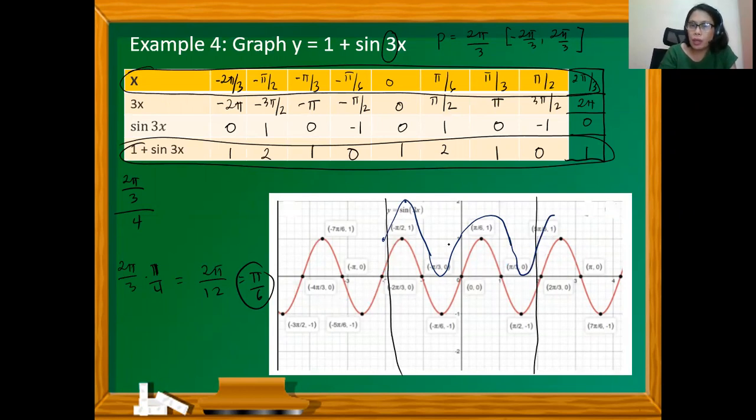Now, if you want an exact graph of this, you plot the points of x and y here. Okay? So next meeting, I'll be discussing the graph of cosecant and secant functions. So that's it for now.